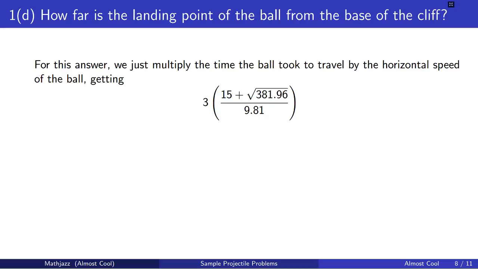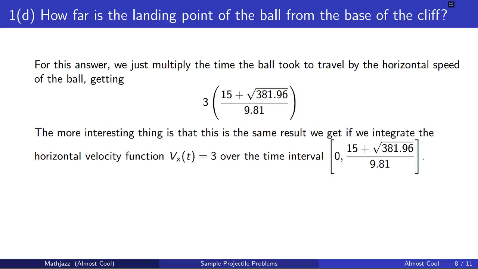Part D, how far is the landing point of the ball from the base of the cliff? Now for this answer, we multiply the time the ball took to travel by the horizontal speed of the ball. So 3 is how fast the ball is going in meters per second, and the number in the parentheses is the time that the ball traveled. And that'll be our answer. That's the distance the ball traveled horizontally.